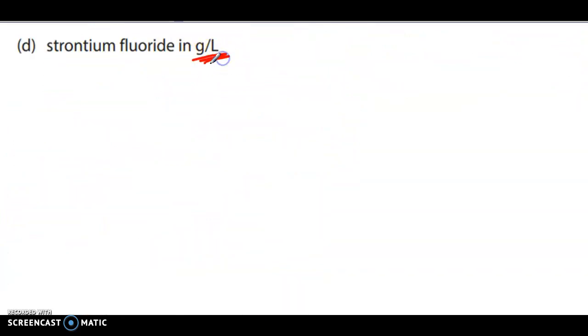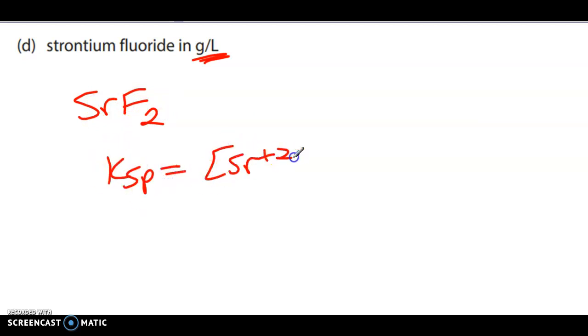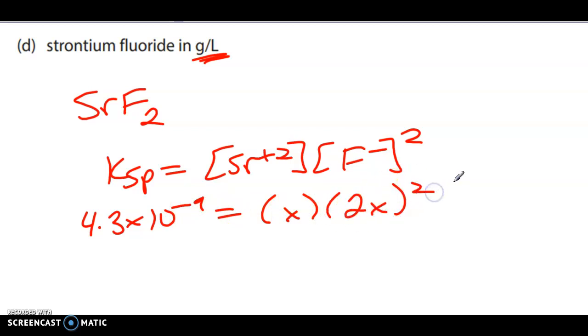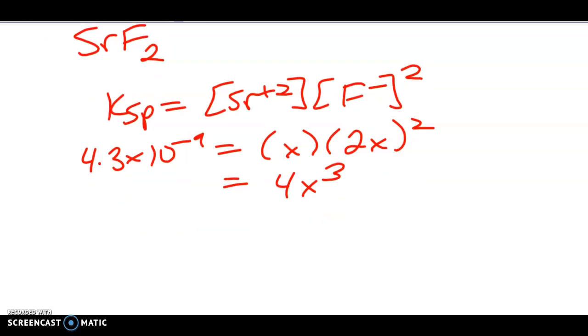Okay, and then we have another one that's in grams per liter. So we would have to do our moles per liter first, like normal, and then we would have to convert to grams per liter. So strontium fluoride, when we do our Ksp, is going to be strontium, and then we have fluorine squared. So Ksp, the value from our table, is 4.3 times 10 to the negative 9. This is going to be X, and again we have another 2X squared, which is going to be 4X to the 3.